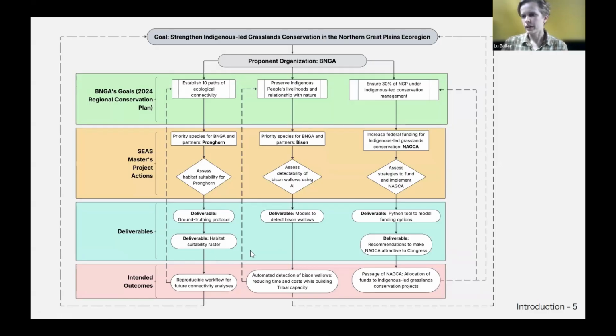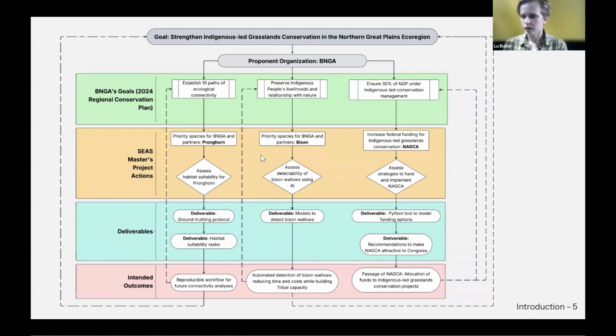For the second component, Gus worked on some models to automate mapping of bison activity by using remote sensing and machine learning to detect the impacts of bison on the landscape. And we're hoping that that sort of monitoring could be useful to tribal bison programs and supporting BNGA's work in that area.